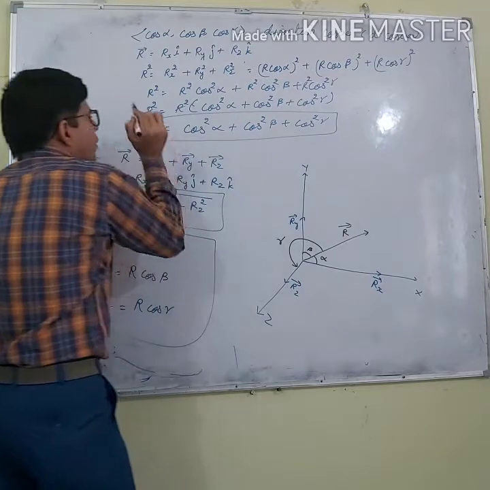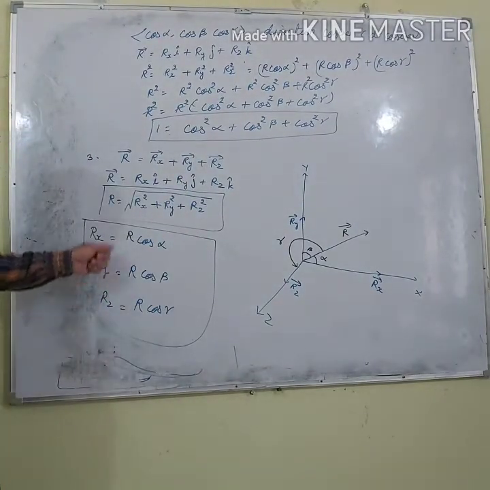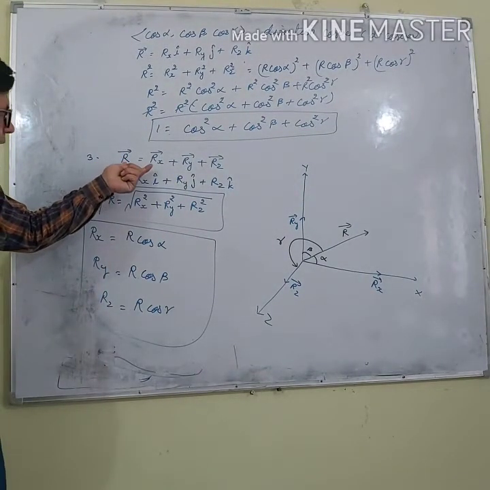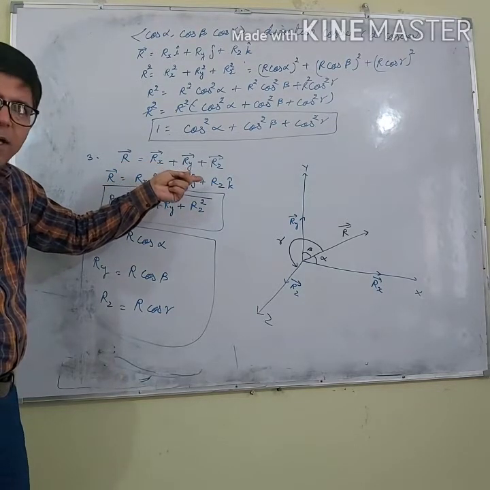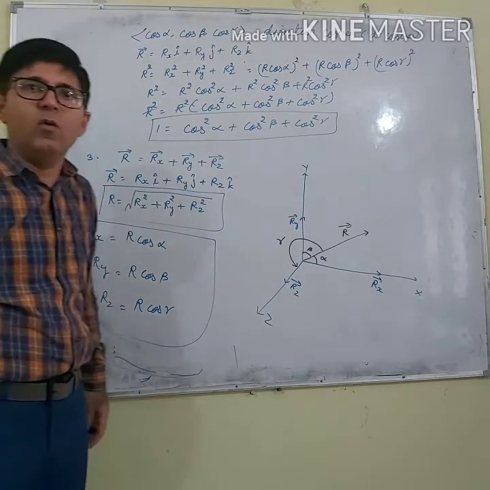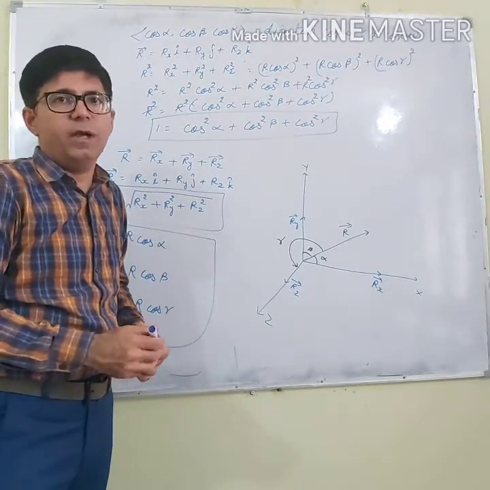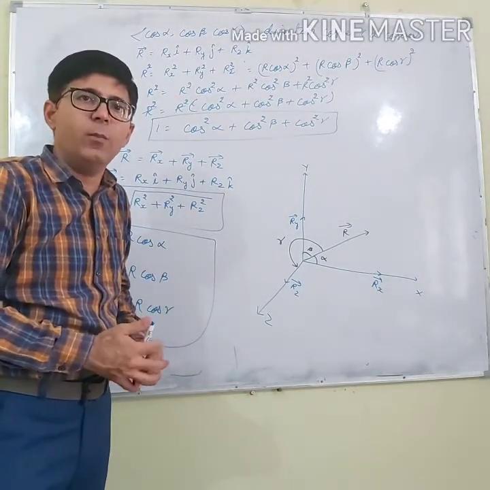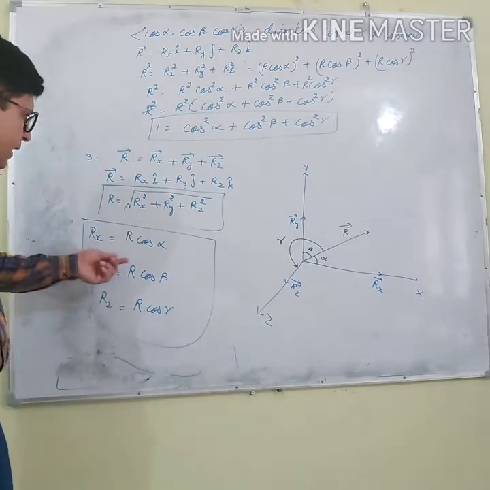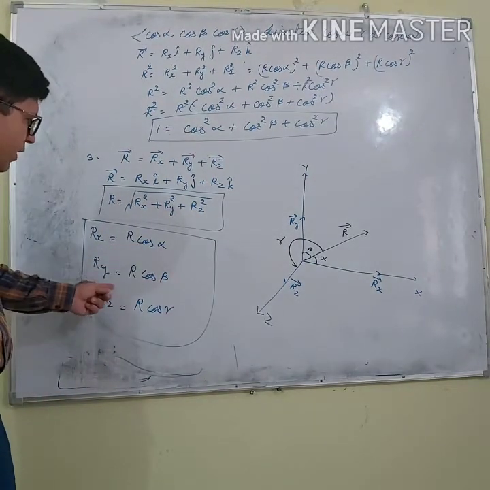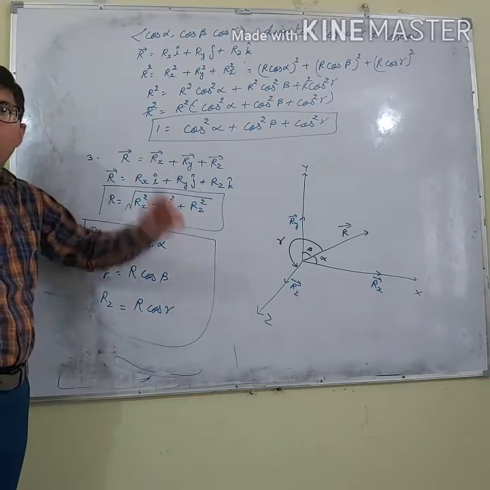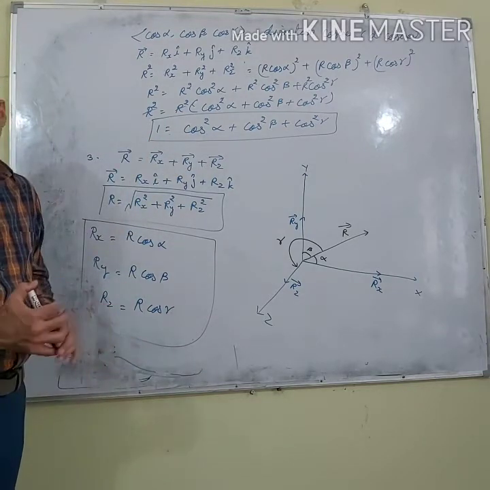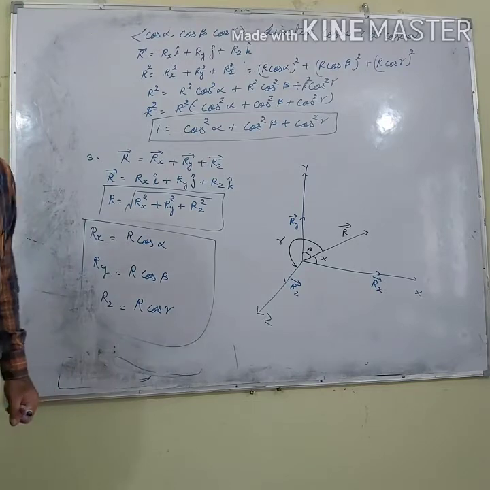So these are the points you have to keep in your mind. Any vector can be represented by R as Rx plus Ry plus Rz, where Rx is the component along the x-axis, Ry along the y-axis, and Rz along the z-axis. Rx is R cos alpha, Ry is R cos beta, and Rz is R cos gamma, and the sum of squares of the direction cosines is equal to 1.